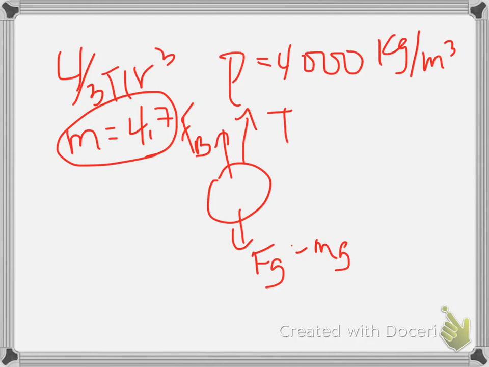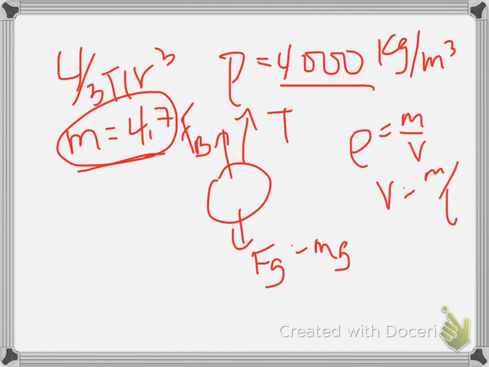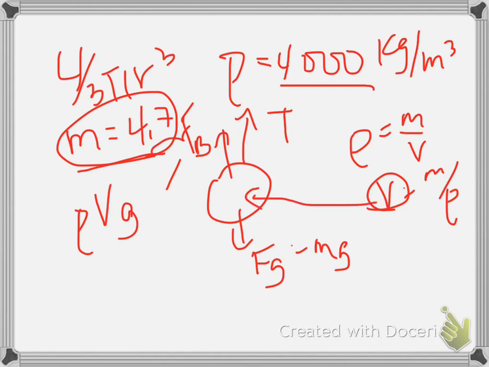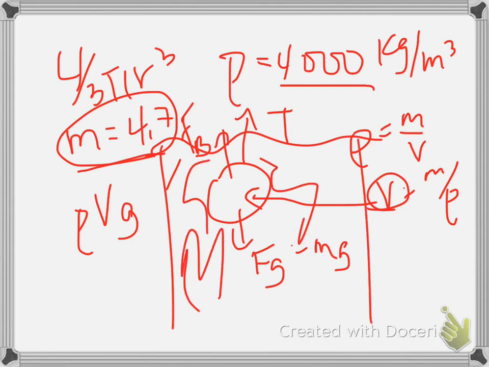FB, they don't give you the volume, but you can find it if you know rho and you know m. Rho is m over v, so v is m over rho. So we can find what v is. We can plug that in to rho vg because it's immersed. That volume of the object is the same as the amount of the fluid that's displaced by putting it in there. So that's that. Rho is of water, G is G.